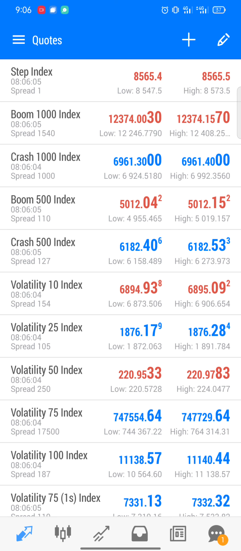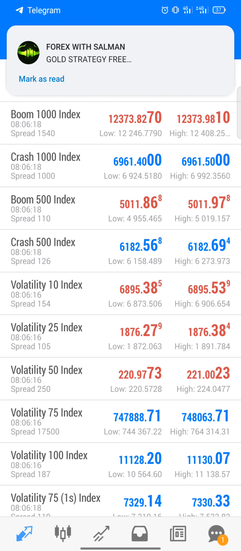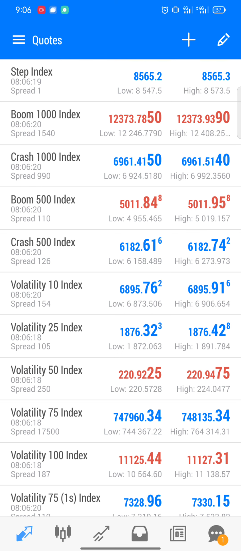Okay, I got a question from a subscriber asking how do I trade Crash 500 index. So I should do a video for how I trade Crash 500 index. Okay, I'll just make this very simple. I'll simplify the process and show you how I analyze Crash 500 before I take a trade.